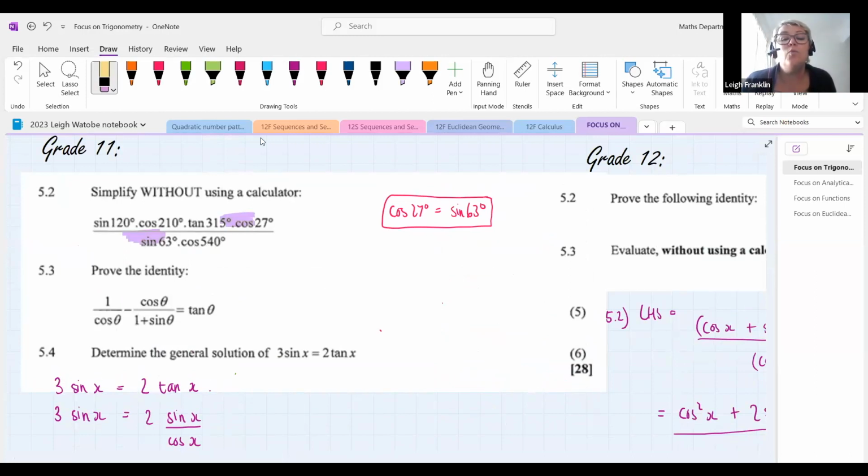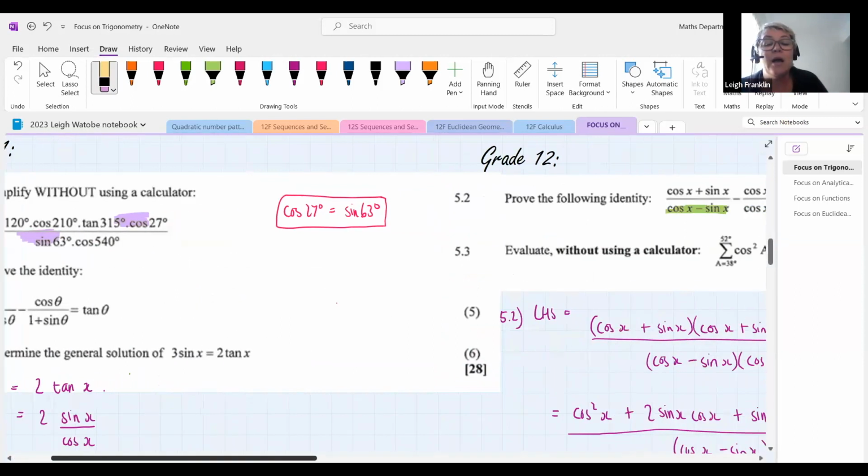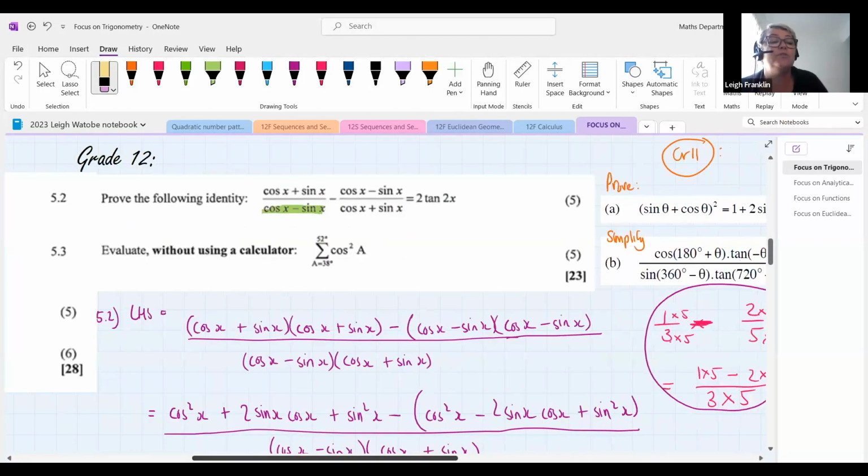Okay, all right. Well, what I would like to do is just do, for the matrics, this question over here, question 5.3. The grade 11s can listen, because it actually involves something that you learn in grade 11.